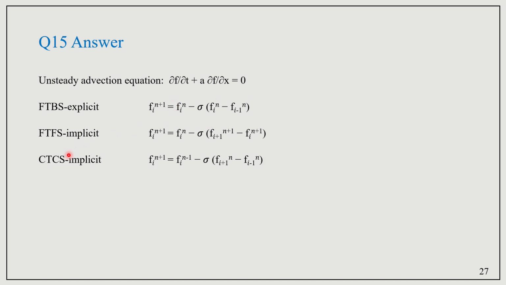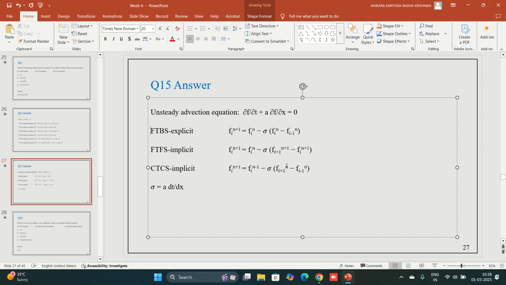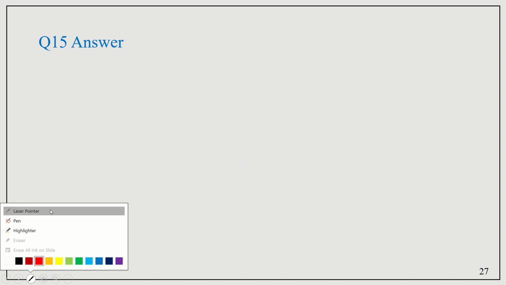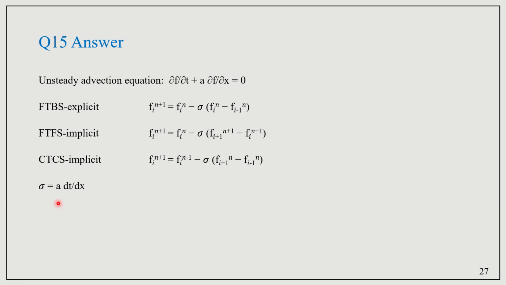Now it is CTCS implicit. Fi at n plus 1 equals Fi at n minus 1 minus sigma into Fi plus 1 at n minus Fi minus 1 at n. It should be n plus 1, but let it be for now. Here sigma is a into dt by dx.